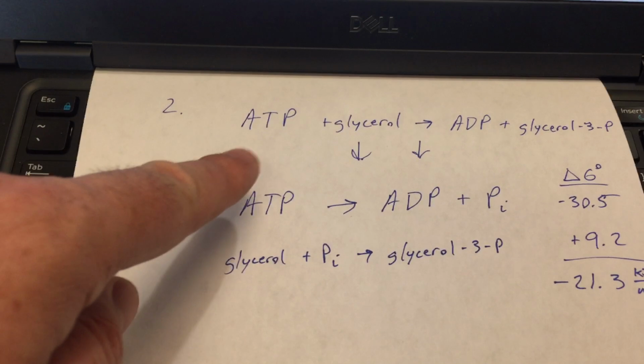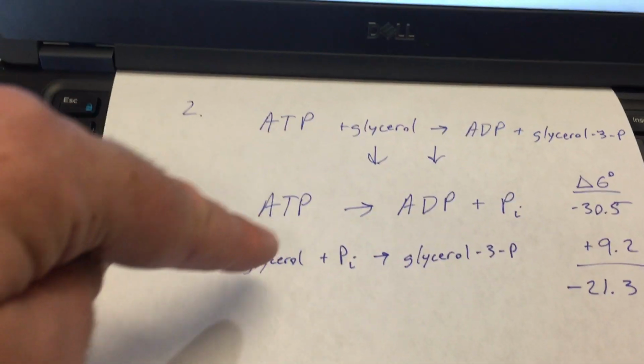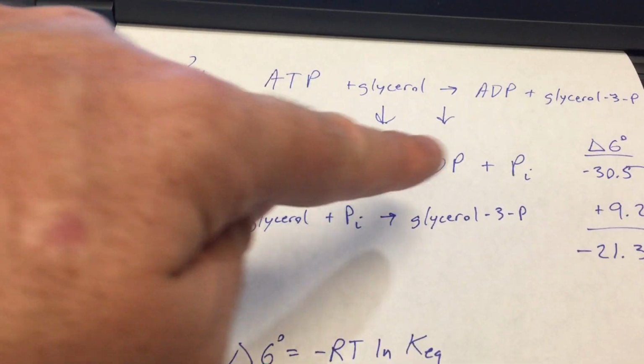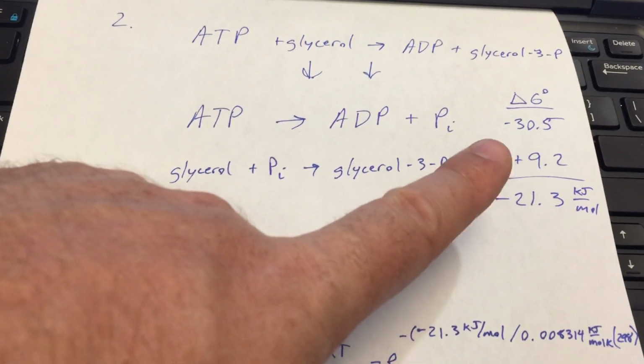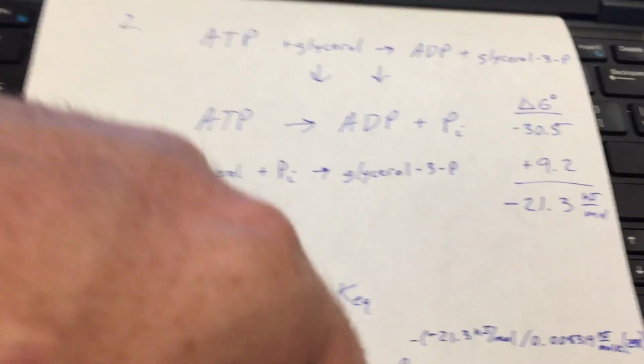So in one case, our ATP is getting converted to ADP. So we want to look in that particular table, and we'll find ATP getting converted to ADP and phosphate. And that reaction, the hydrolysis of that ATP, gives us a negative 30.5 kilojoules per mole.